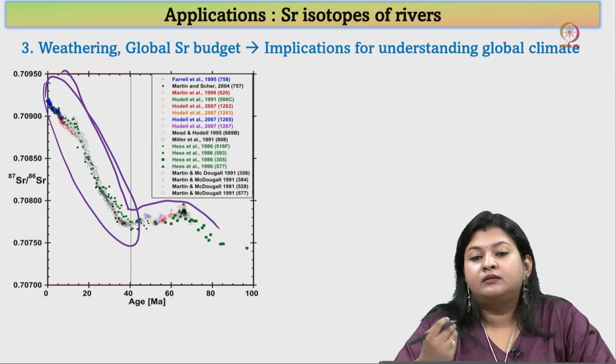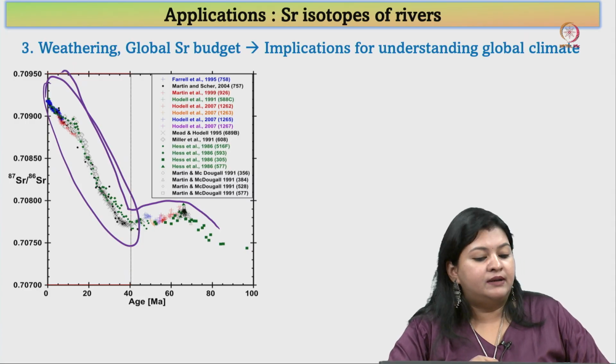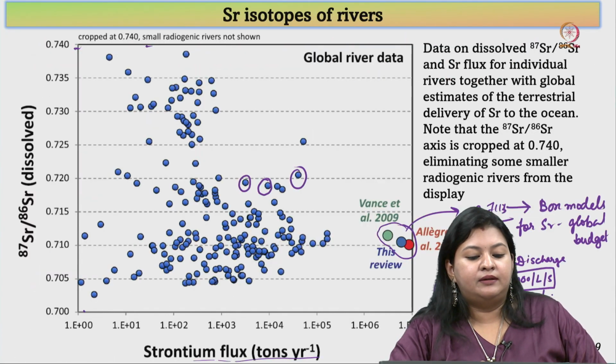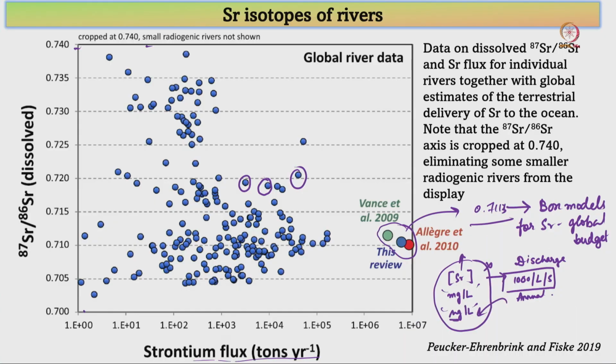the marine budget. Okay. Now, let me go back to this particular slide and just show you two things. Here you see that this is the strontium flux that is coming in. Okay. And I told you when we are calculating flux, there are two important things. One is the strontium concentration and the other is the discharge value. Okay. Now, as you know, the river that has the highest discharge is the Amazon river, right.